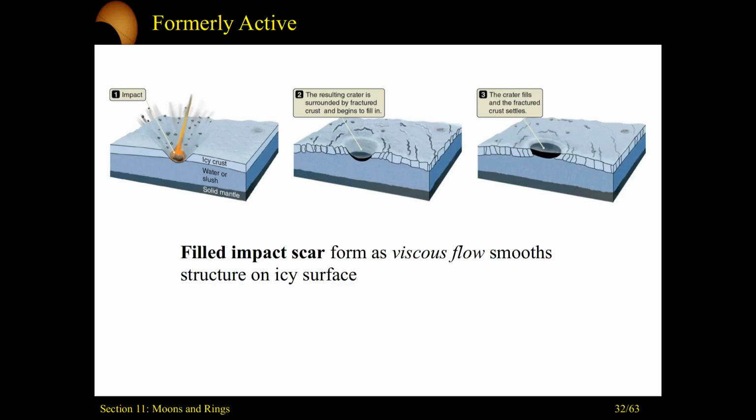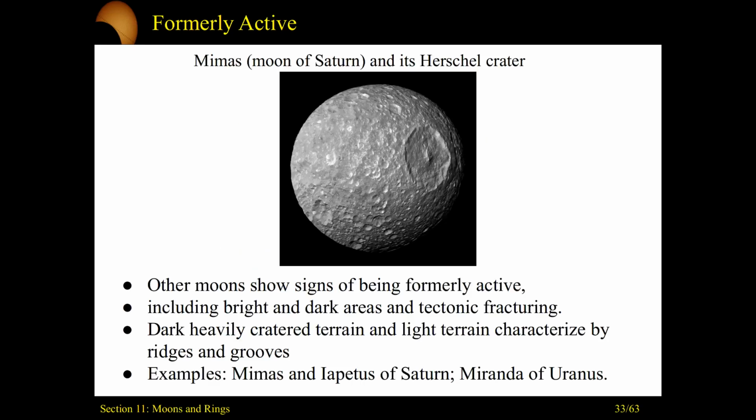Now, as time goes on, you'll eventually lose enough thermal energy in these moons that they just can't provide any liquid to fill that up anymore. So these formerly active moons are ones that were very hot at the beginning of their life and just cooled off over time. One more of the formerly active ones I want to talk about is Mimas, moon of Saturn.